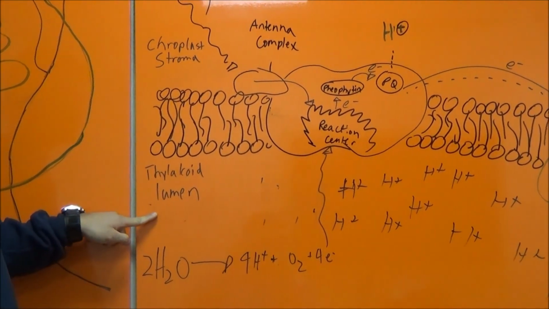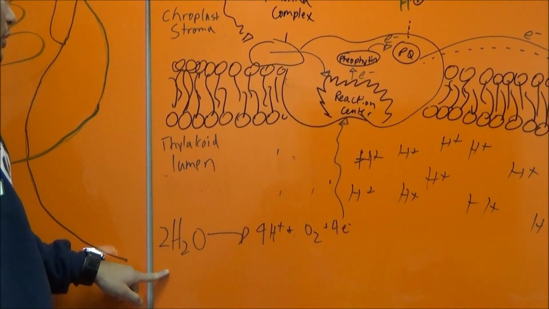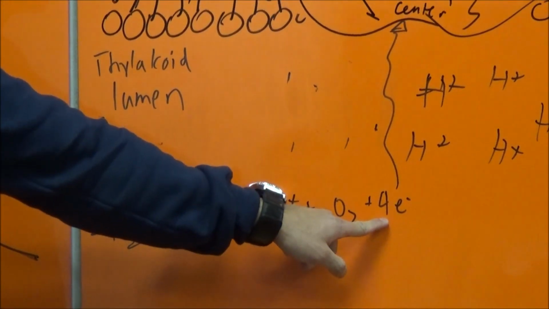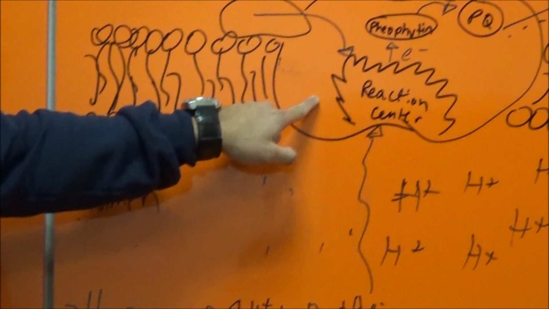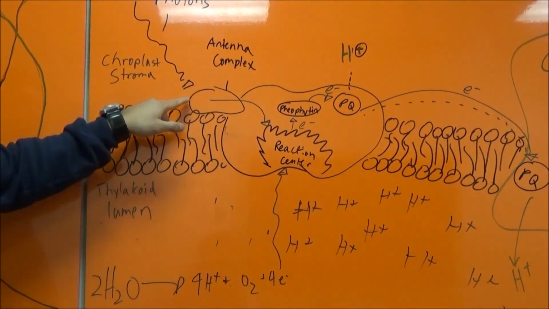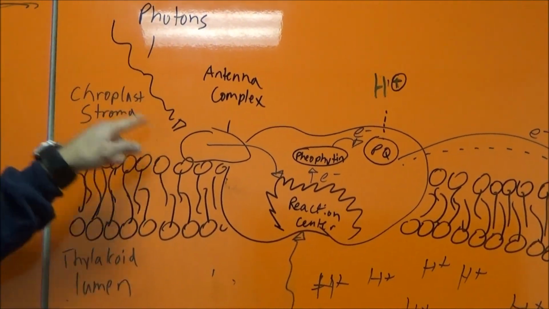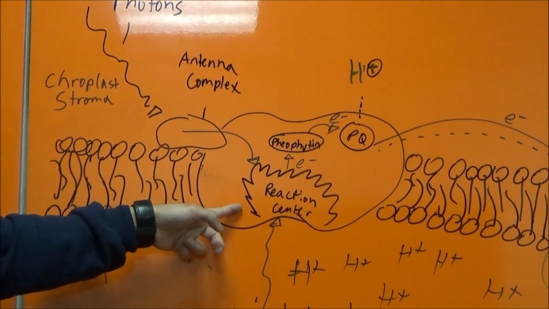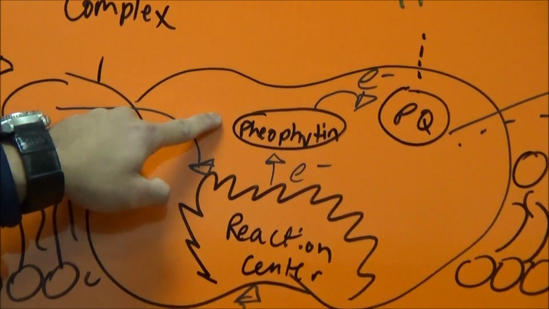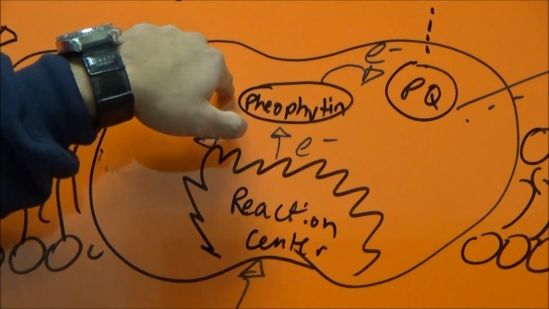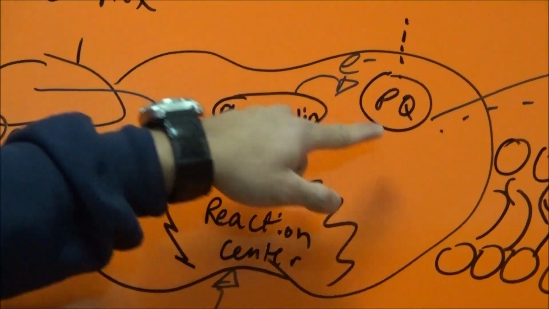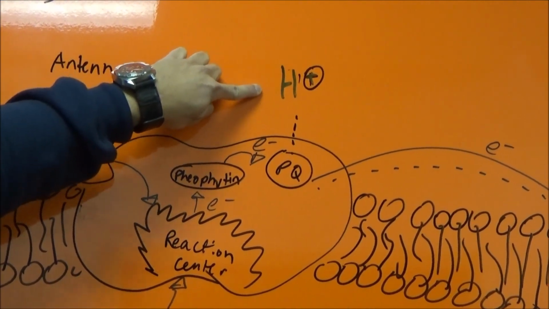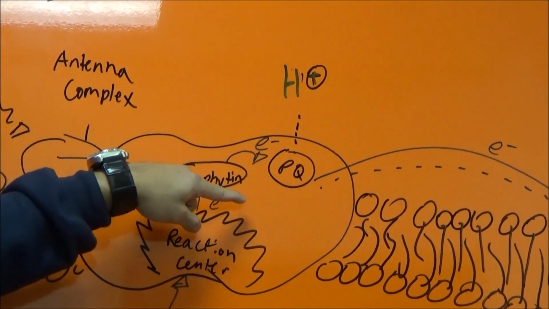Within the thylakoid lumen, 2 water molecules are broken up into 4 protons, an oxygen molecule, and 4 electrons, which are transported to the reaction center. When the antenna complex is excited by photons from light, the reaction center becomes excited and the electron is transferred to pheophytin, which then transfers the electron to PQ and also grabs a proton from the chloroplast stroma.